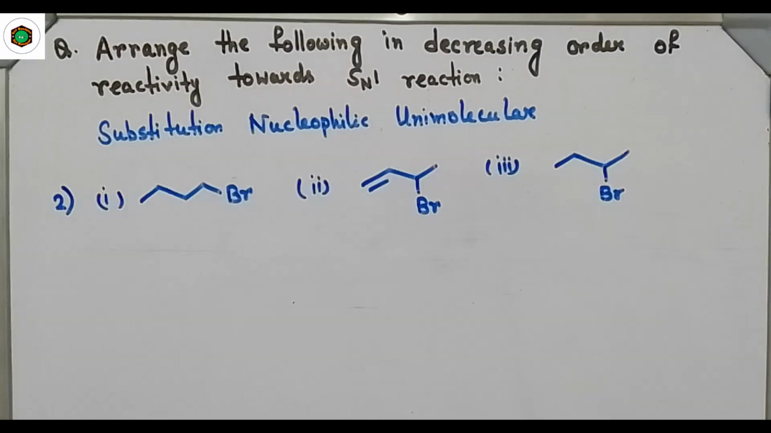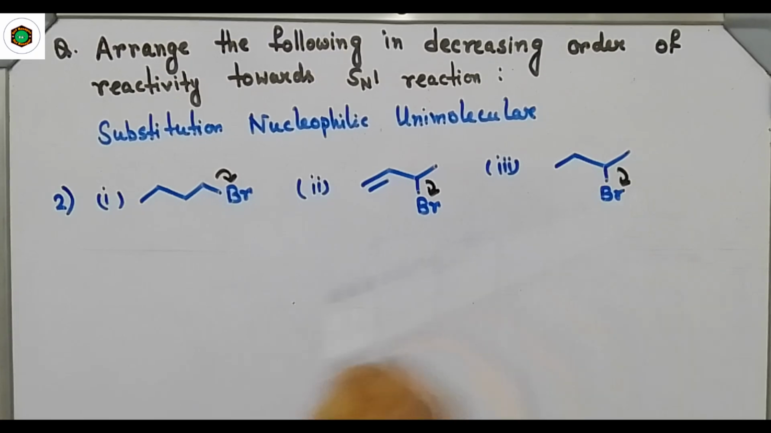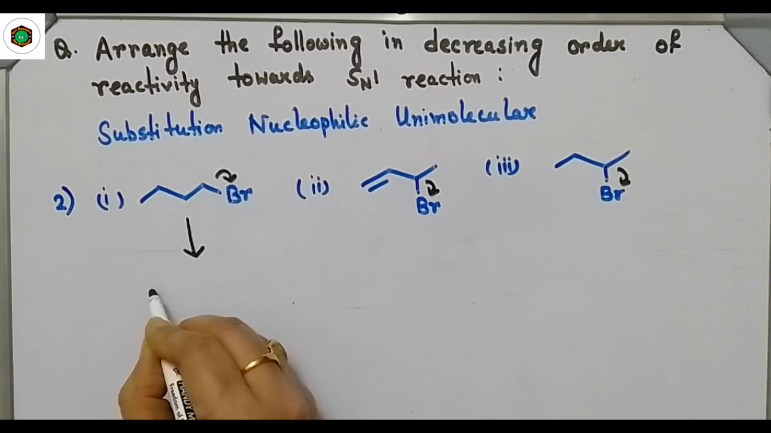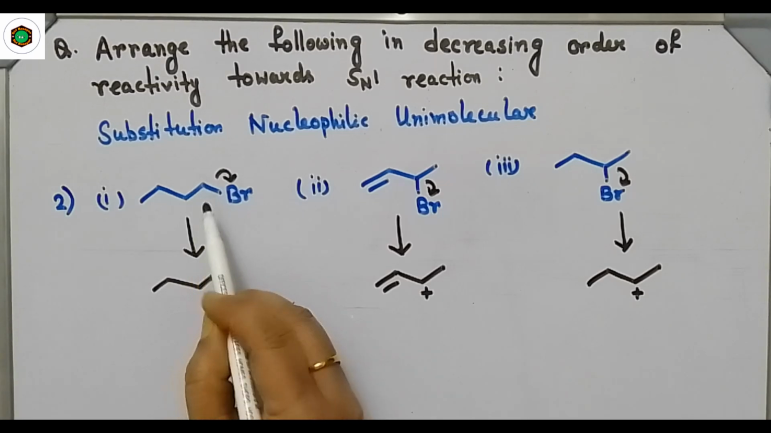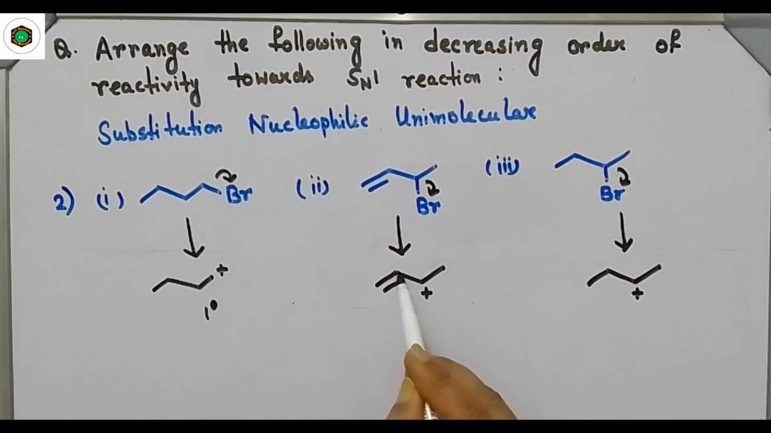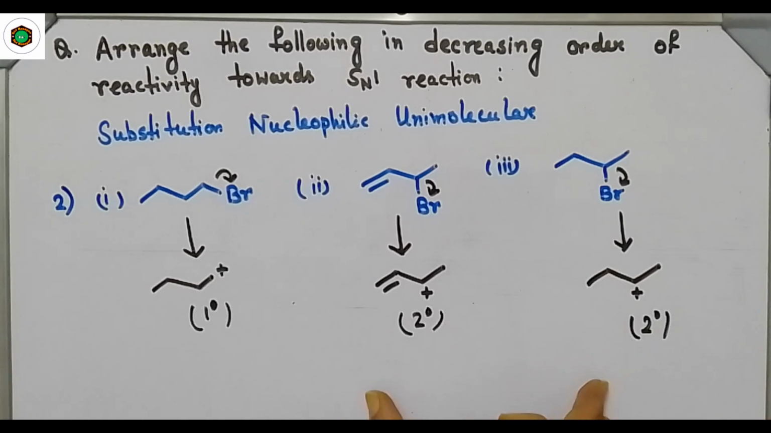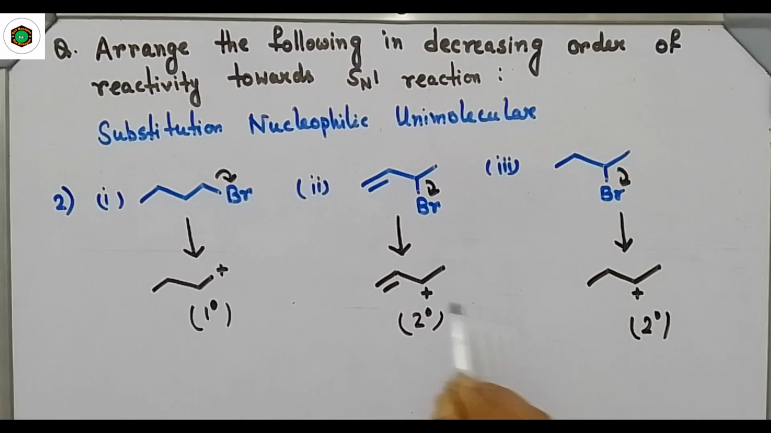Next question. Now for these 3 compounds, first break the C-Br bond. So what carbocation is generating here? Now see, this carbocation is primary carbocation because with this carbon only 1 carbon is attached. This carbon is secondary. This is a secondary carbocation and this is also a secondary carbocation. So secondary carbocation is more stable than primary carbocation. But these 2 are secondary. But see, this is allylic. So this is allylic, secondary.